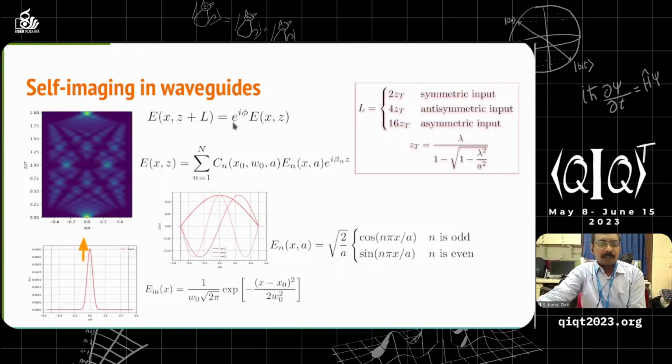Now, I put this cautionary note here because we are looking at self-imaging, which may or may not be perfect. It would be perfect self-imaging if we are looking at this propagation in the paraxial domain. But today, we will be seeing what happens if you have a non-paraxial beam propagating in a waveguide.